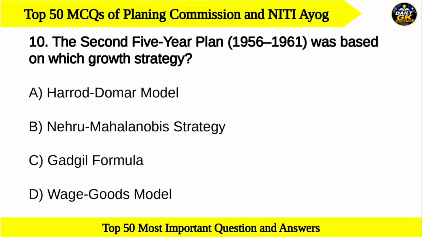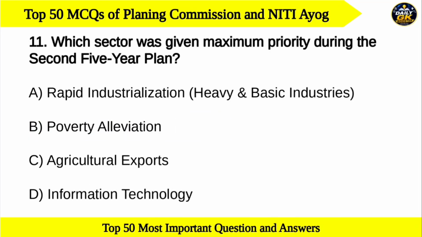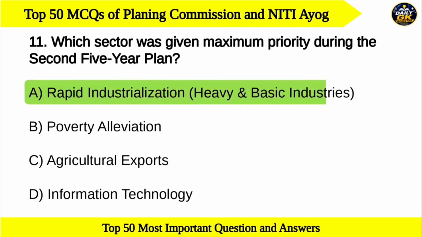The second 5-year plan was based on which growth strategy? Answer option B, Nehru-Mahalanobis strategy. Which sector was given maximum priority during the second 5-year plan? Answer option A, rapid industrialization, that is heavy and basic industries.